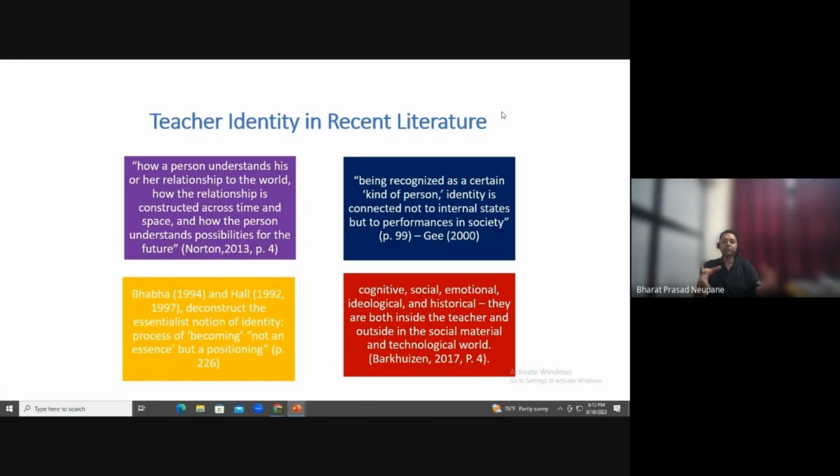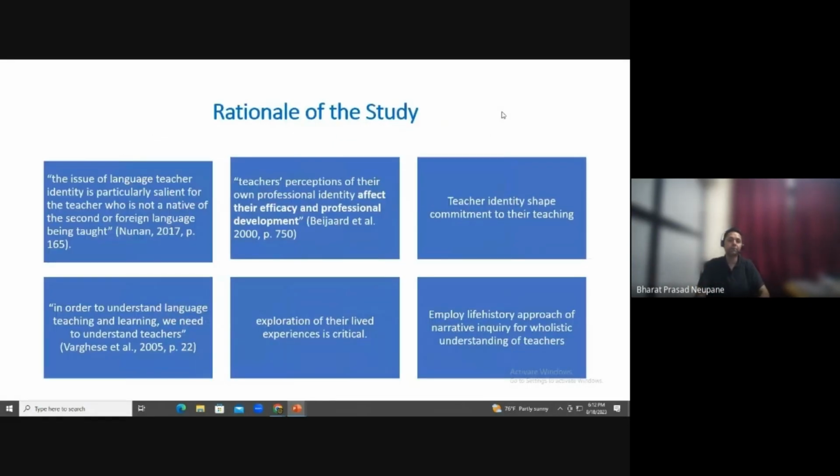So identity construction is cognitive, social, emotional, ideological, and historical. They are both inside the teacher and outside in the social, material, and technological world. So how you present yourself in social media, how you present yourself through different technological tools, right? Your knowledge, your relationship, your emotional experiences, and how you respond to these different emotional experiences, all these influence the identity construction of the people.